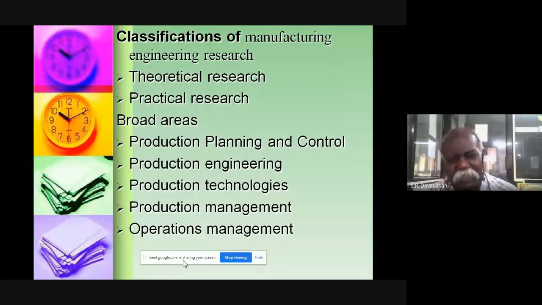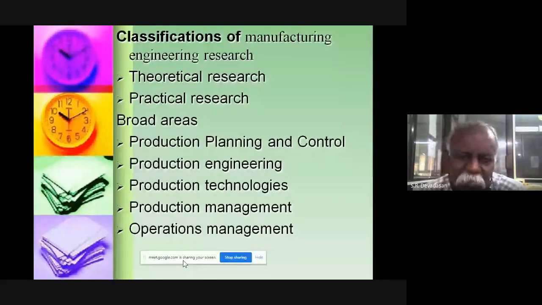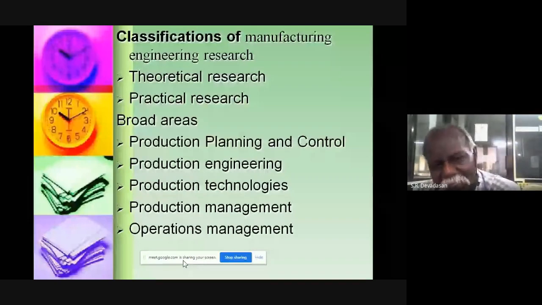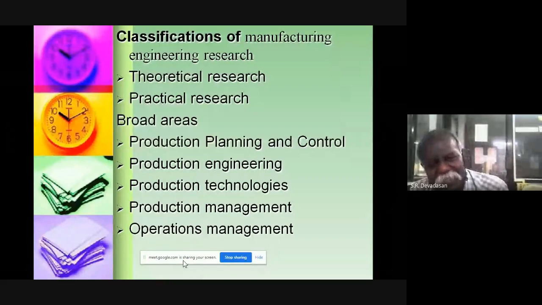Then comes production technologies. One of the challenges that we face is that various technologies are emerging in today's world, and when we work in the manufacturing field, we need to get exposed to those particular technologies. Only then will we be able to achieve cost reduction, productivity improvement, quality improvement, and even time compression, that is, within a short period of time the products are to be produced. In fact, if we take the history of manufacturing engineering, time compression has played a major role.